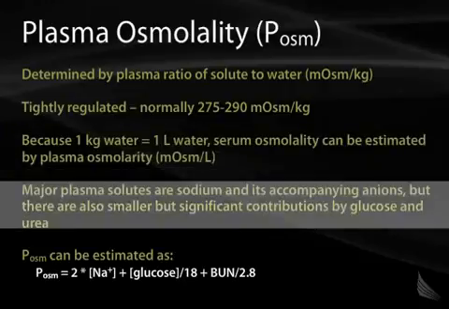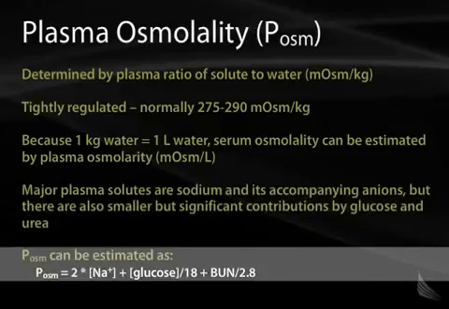The major plasma solutes are sodium and its accompanying anions, but there are also smaller but significant contributions from both glucose and urea. This formula is one that you should remember for your Step 1 exam. Plasma osmolality can be estimated as twice the serum concentration of sodium, plus the concentration of glucose divided by 18, plus the concentration of blood urea nitrogen, also known as urea, divided by 2.8.